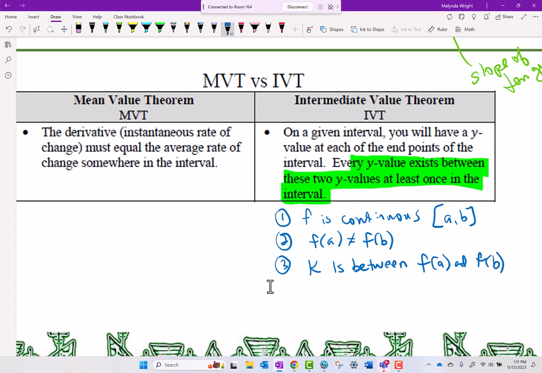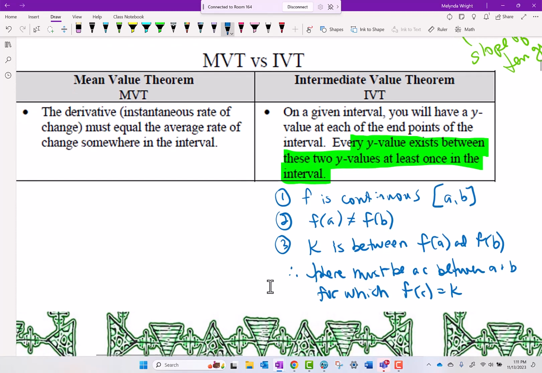And what was our conclusion? Therefore, there must be a C. They like that letter C, don't they? There must be a C between A and B for which F of C equals K. And K is that y value, right? K is the y value. So that was our IVT.